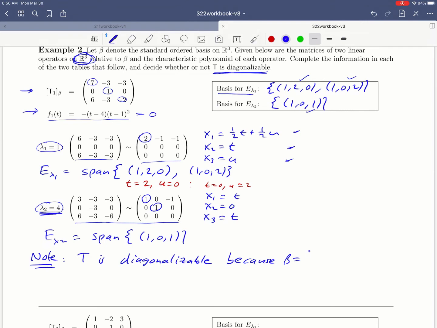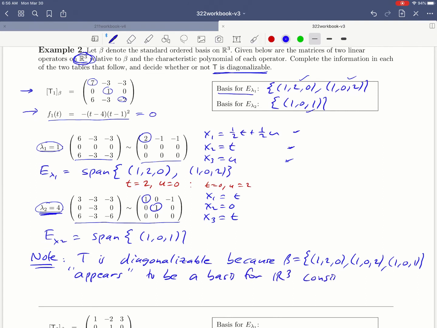Okay, because beta equals, we'll just make a set with all three of these eigenvectors in it. Okay, and I'm going to use a strange word here: beta appears to be a basis for R3 consisting of eigenvectors.